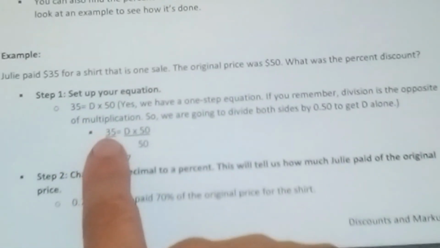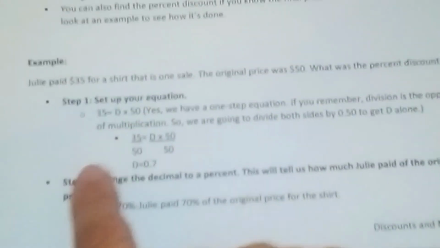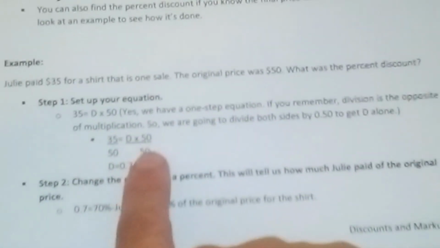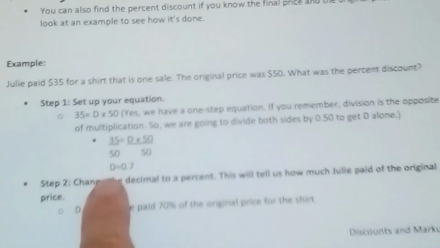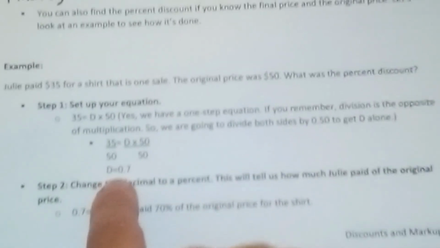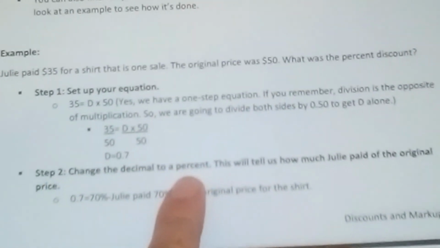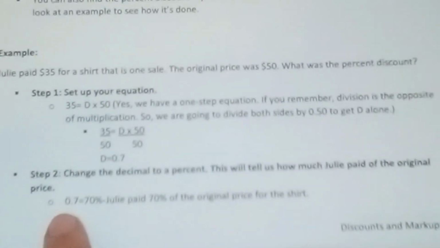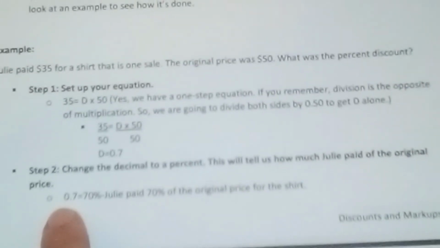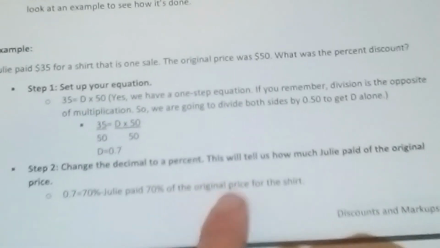So our equation is going to be 35 equals D times 50. So we divide both sides by 50. Remember, whatever you do over here, you also have to do over here. So when we divide that out, D equals 0.7. Step 2 is to change the decimal to a percent. This is how much Julie paid of the original price. So 0.7 as a decimal is 70%. So Julie paid 70% of the original price for the shirt.